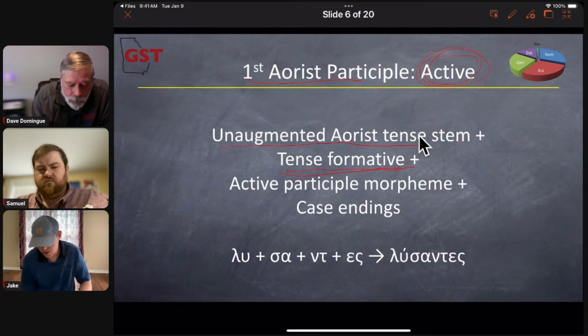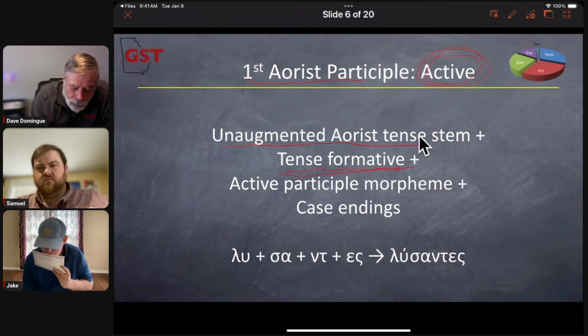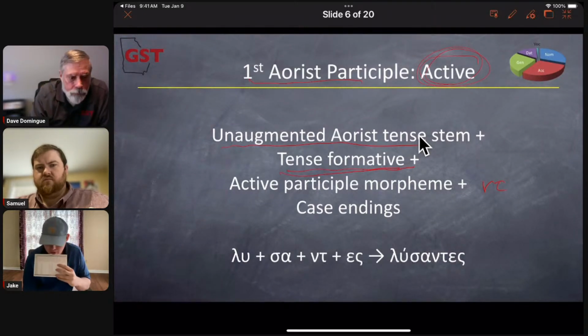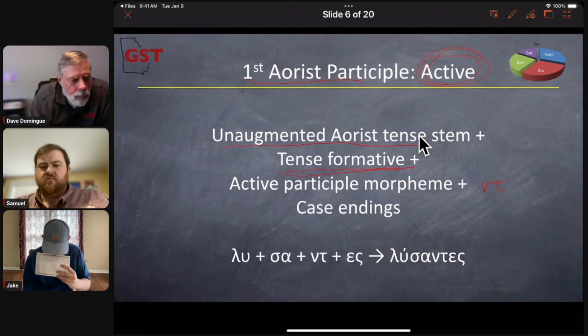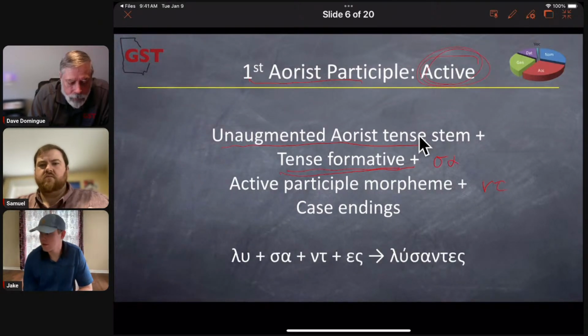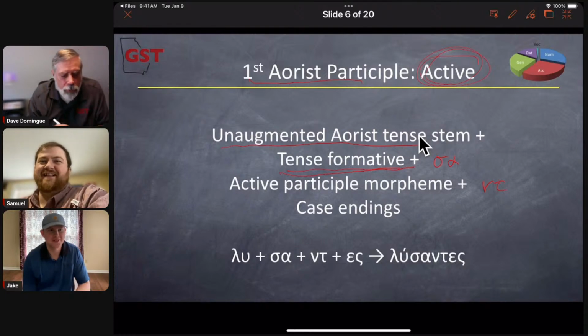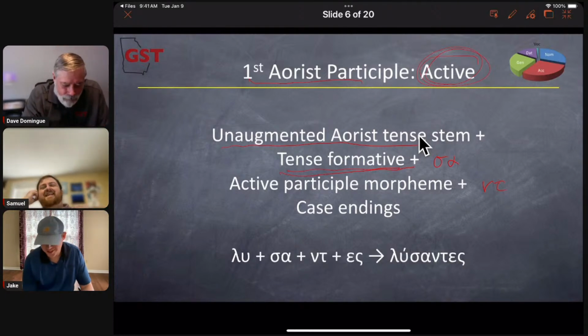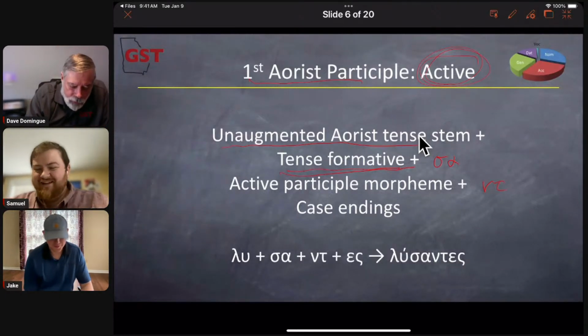Is it two Greek letters? The new tau? No, not the new tau. That's the participle morpheme. You're correct there. But the tense formative. We want an aorist tense. What tense formative do we use? It's two letters. One begins with a sigma. The other ends in an alpha. So the sigma alpha. Very good. That's it. Okay, there we go.